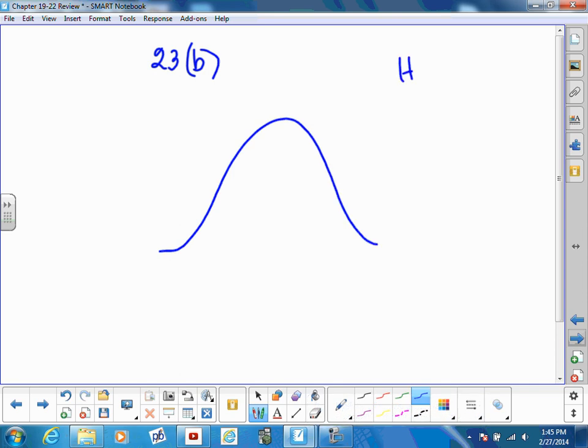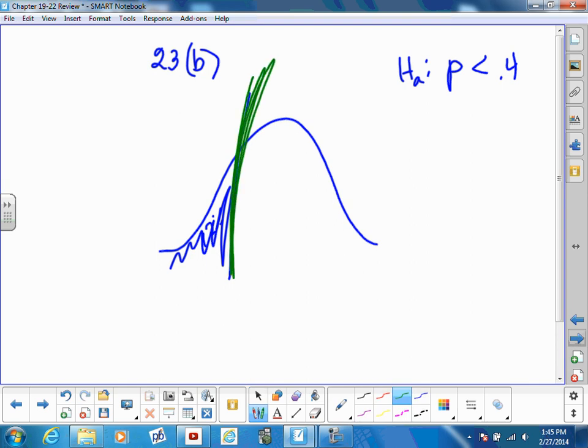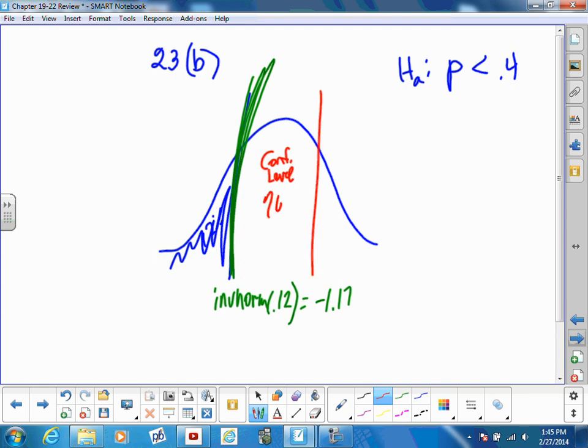23B is essentially the same. The alternative on 23B was a lower tail, so all 12% is in that lower tail. So how am I going to find this critical value here? Inverse norm of 0.12, and that is negative 1.17. So same question, what confidence level would you have? Same thing, 76%.